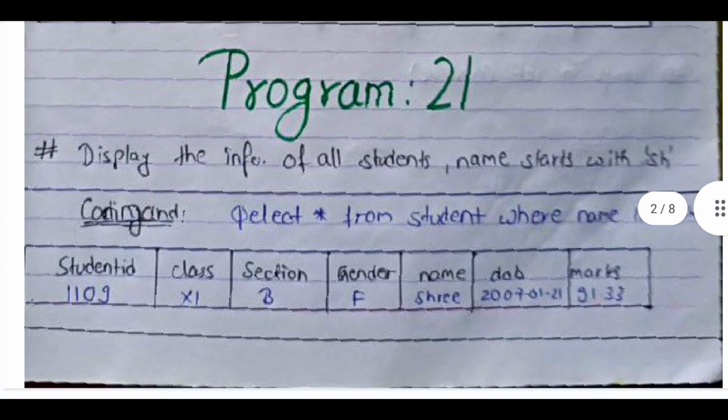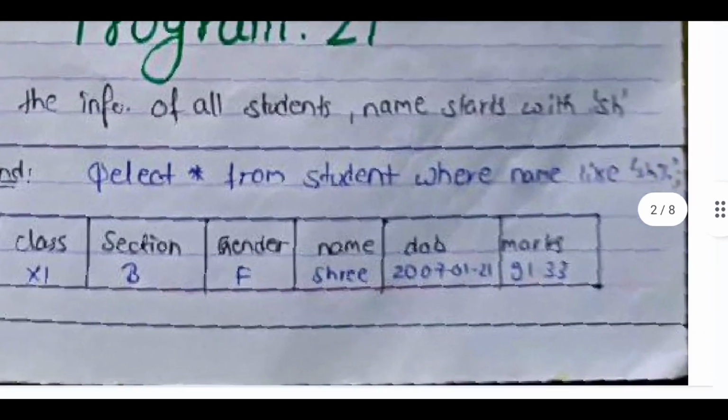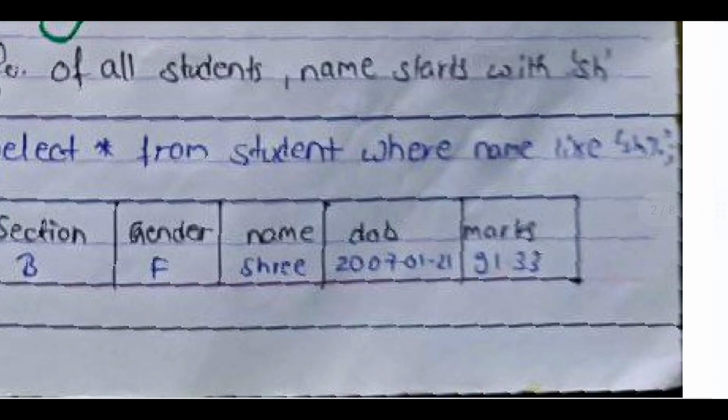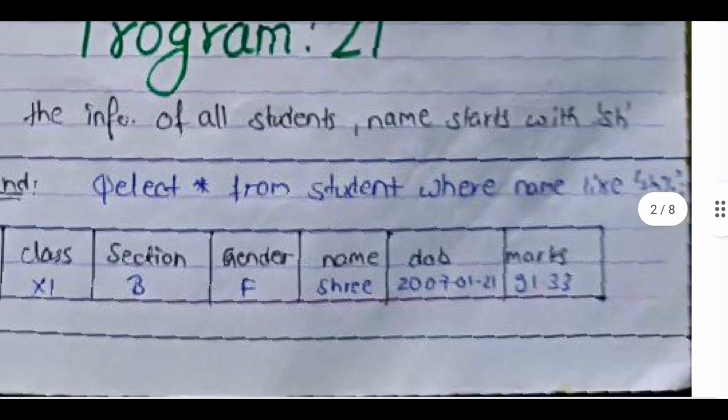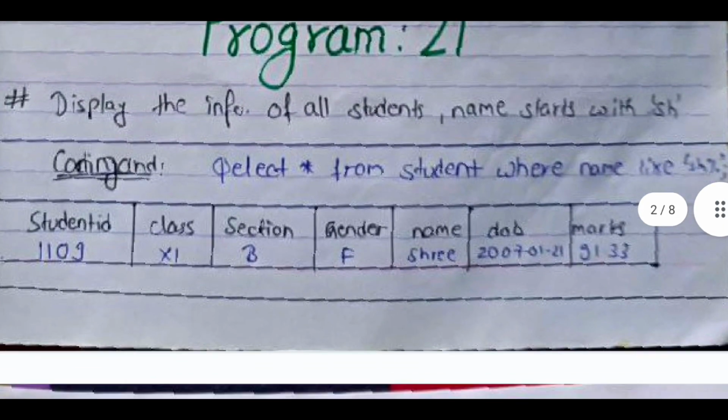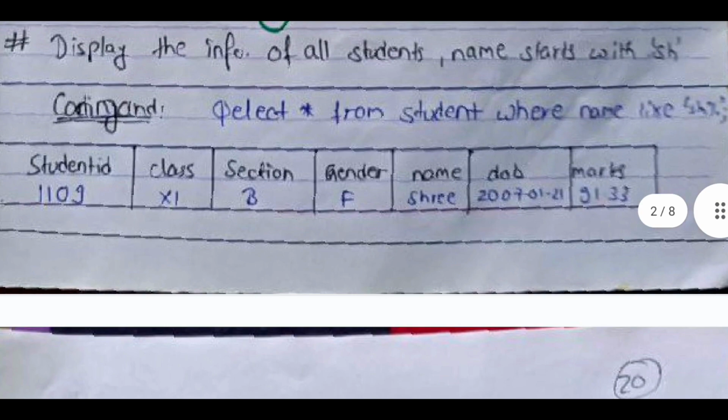Display the info of all students whose name starts with SH. So at the last, where name like 'SH%', and full colon. This output will be generated.